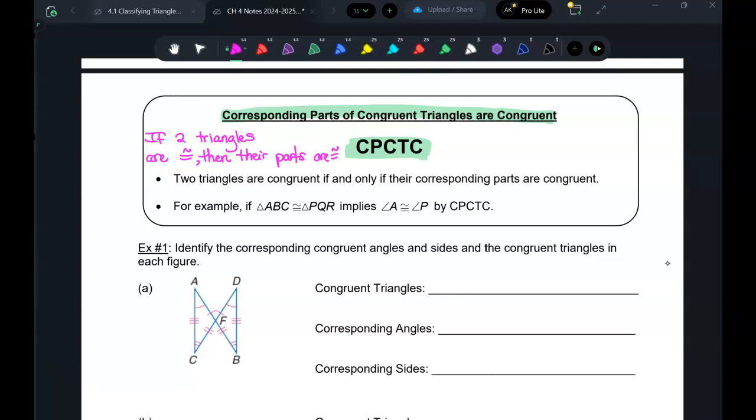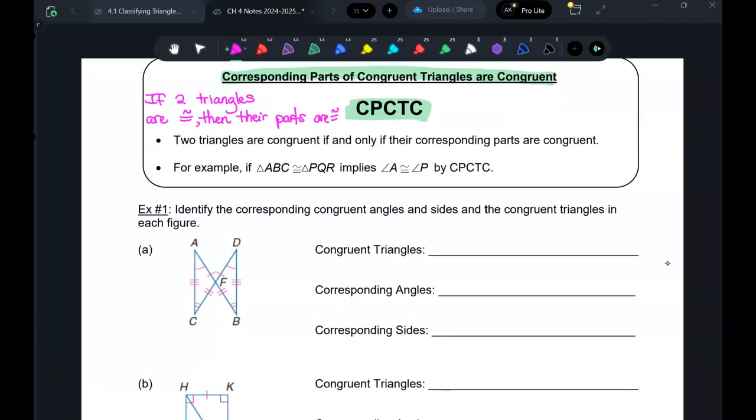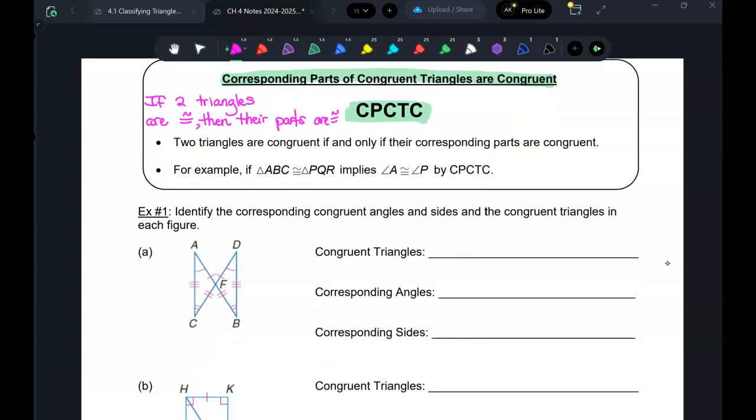Corresponding parts just mean matching parts of congruent triangles are congruent. Do we have a proof we can use? Yeah, we're going to use this a lot in proofs.